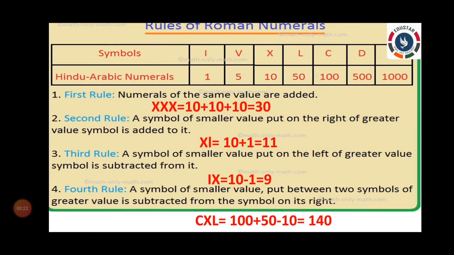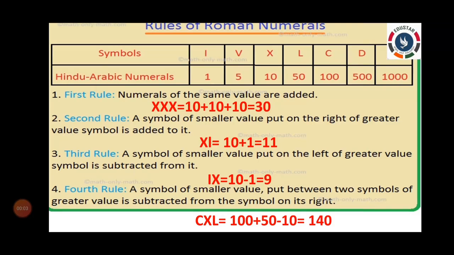Now some basic rules are given about the symbols and Indo-Arabic numerals. Already I told you that I, V, X, L, C, D, M are the 7 symbols, that is, Roman numerals. We gave the value for the Roman numerals: I for 1, V for 5, X for 10, L for 50, C for 100, D for 500, M for 1000. These are the values of Indo-Arabic numerals: 1, 5, 10, 50, 100, 500, 1000.